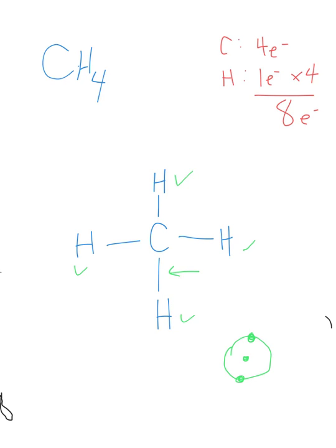So now when I count my carbon, I know I have 2 electrons here, 2 electrons here, 2 electrons here, and 2 electrons here. So my carbon is also happy. Hopefully you did okay with that. Let's move on to the next example.